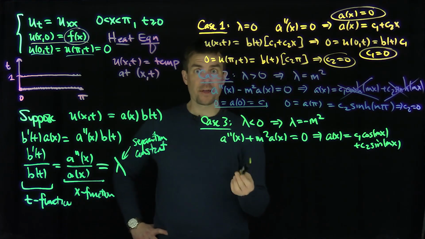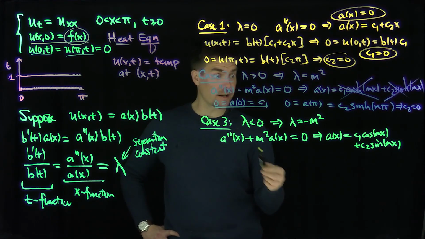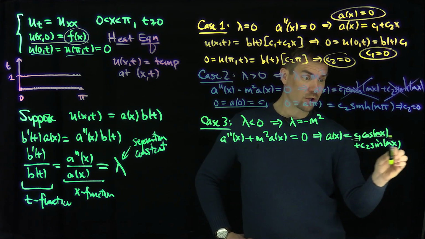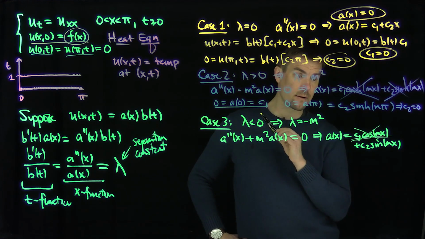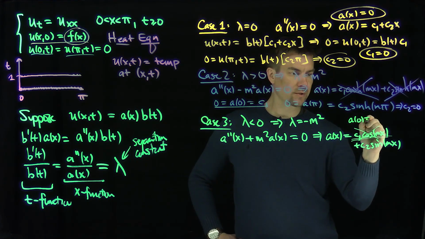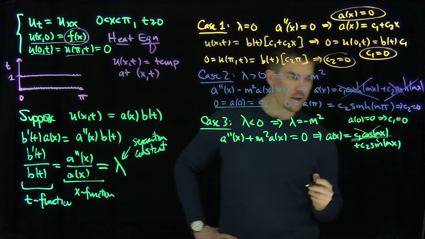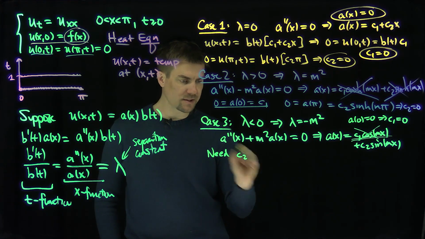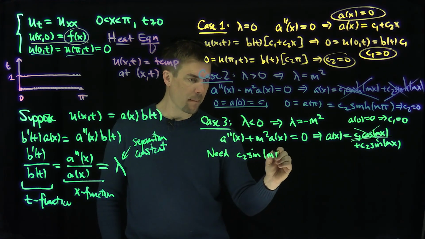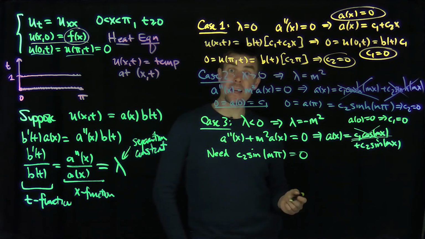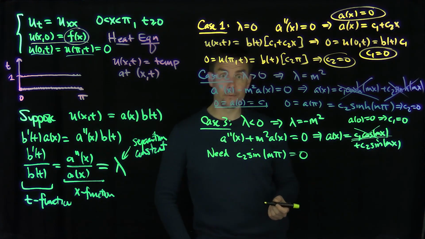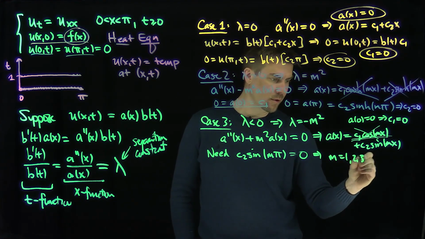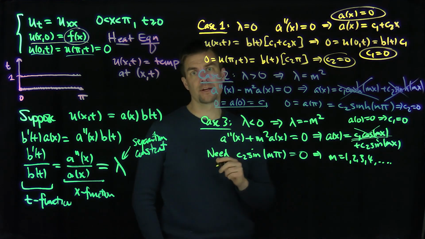Okay? Now let's just think through what happens over here. When I plug in 0 to this, I need to get 0. So when I plug in 0, the cosine term is the one that survives, because the sine term is going to go away. Because a of 0 equals 0 forces c1 to be 0 here. And then when I plug in pi, we need c2 sine of m pi to be equal to 0. But that's easy. I can take m to be 1, 2, 3, 4, any positive integer, okay?